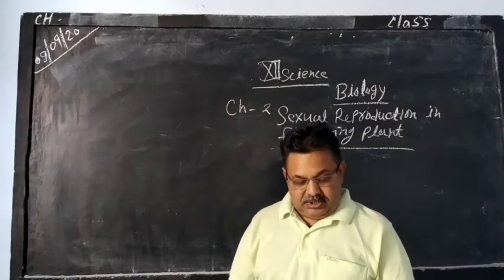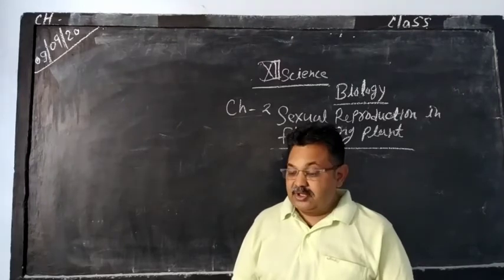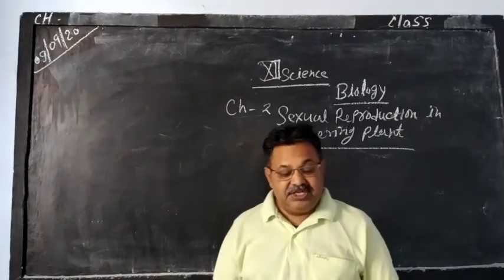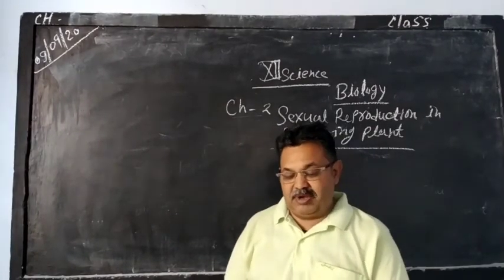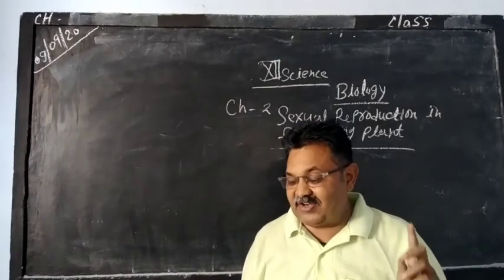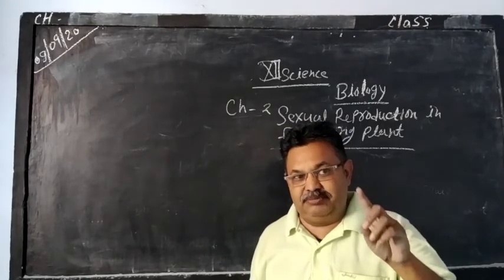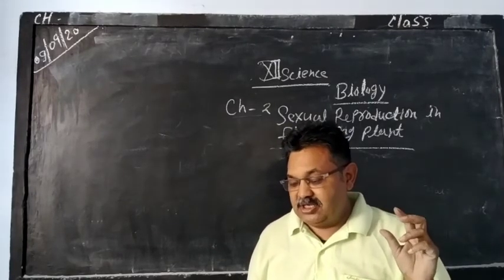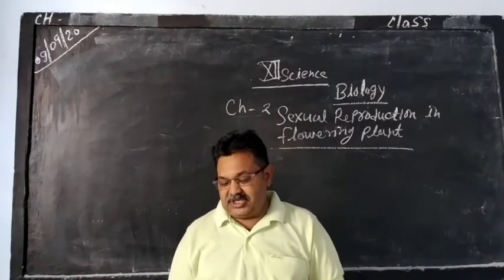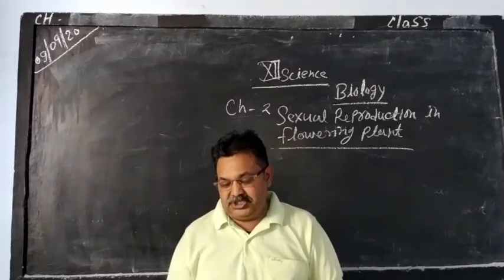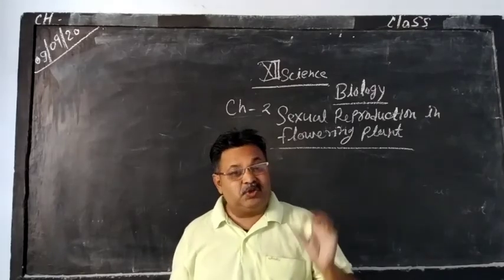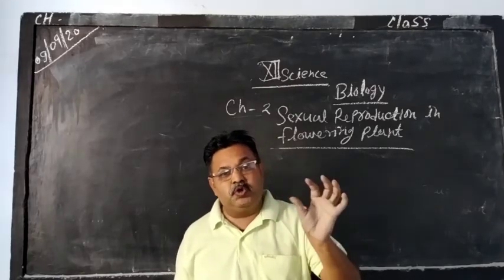Now, this chapter, sexual reproduction in flowering plants, is completed. There are some points which you should remember. First one is the largest flower. The largest flower is Rafflesia. Its diameter is 1 meter, and the smallest pollen grain is Myosotis. Its diameter is 2.5 to 3.5 micrometers. Okay. The smallest flower is Wolffia. So these are some important things which you should remember.